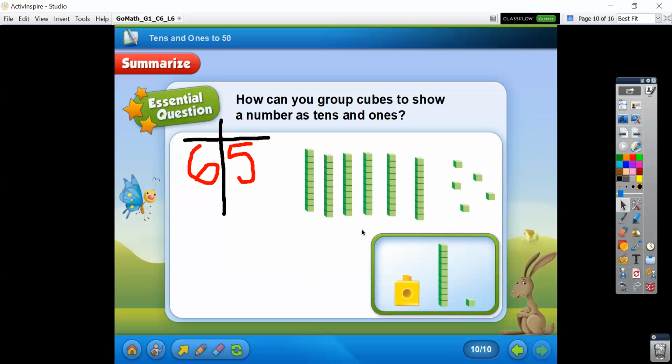We start with the 10s. Always start with the 10s. Let's count. 10, 20, 30, 40, 50, 60, 61, 62, 63, 64, 65. So I have shown my number 65 with using our cubes.